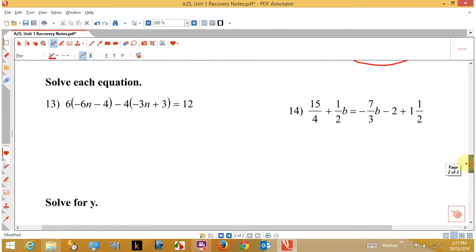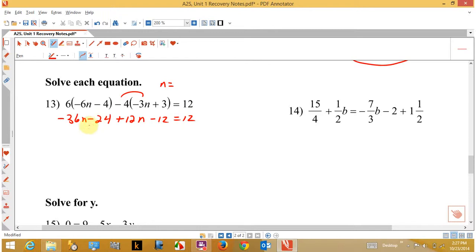Okay, here we have a solve, and what we're going to do is go ahead and distribute these numbers in and then try to find the value for n. Now here I do need to have an n equals, so 6 times a negative 6, that's a negative 36n. 6 times a negative 4, that's minus 24. This negative 4 will multiply by this minus 3, giving me a plus 12n. The negative 4 will multiply by this 3, giving me a minus 12.